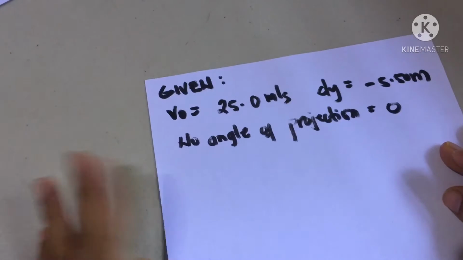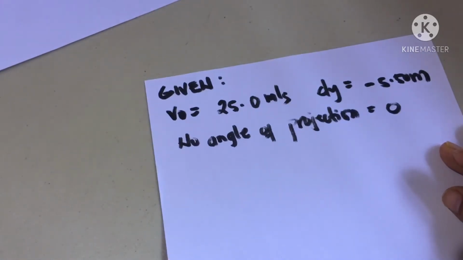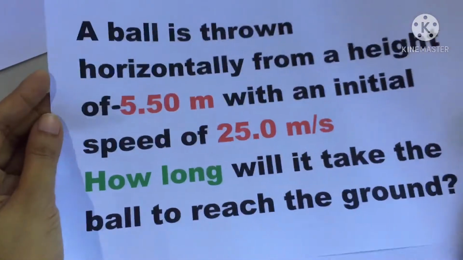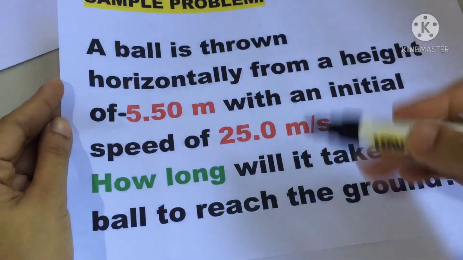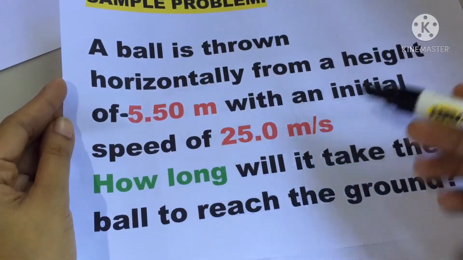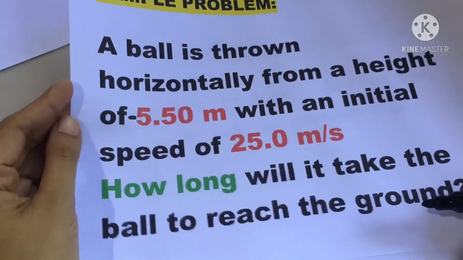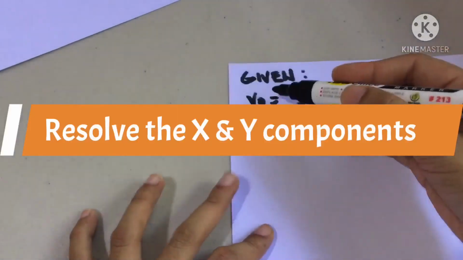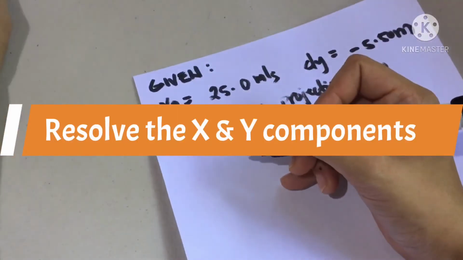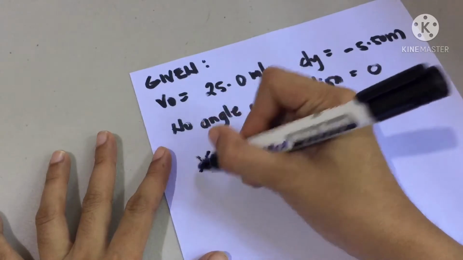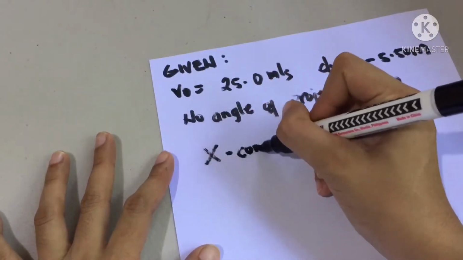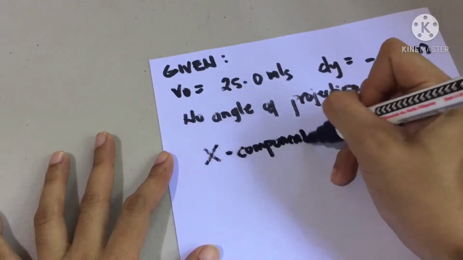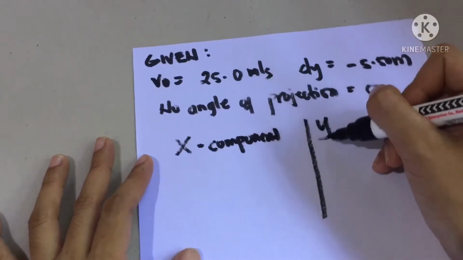But I told you that a projectile is what? It is divided into two components. That is why we have to extract or resolve the x component and the y component. Still in the given. We cannot proceed if we do not have our x component. So the x component, and then the y component.